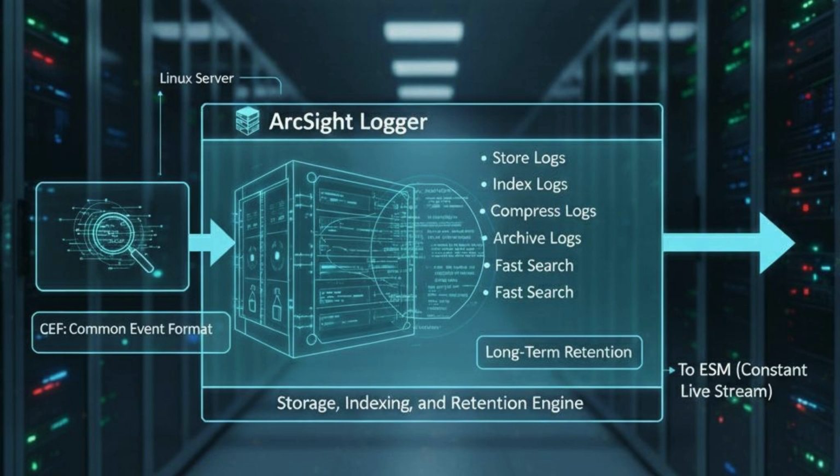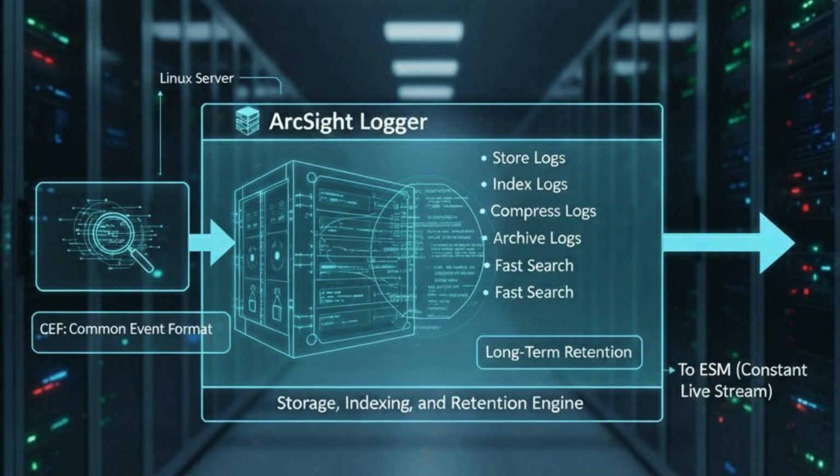ArcSight Logger is the storage engine of the entire architecture. Its responsibility is to store logs, index them, compress them, archive them, and provide fast search capabilities. When normalized CEF logs reach Logger, they are immediately indexed, allowing analysts to search through millions of events in seconds. Logger is not just a storage box. It is optimized for high-speed log ingestion, rapid lookups, and long-term retention. When security teams need to investigate old incidents, trace attacker movements, or perform forensic analysis, Logger is the place they rely on.